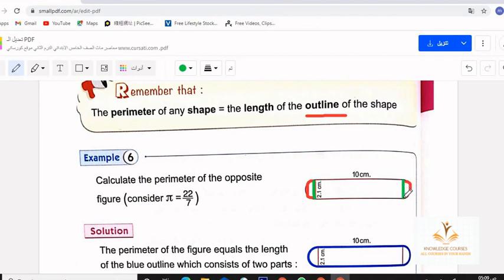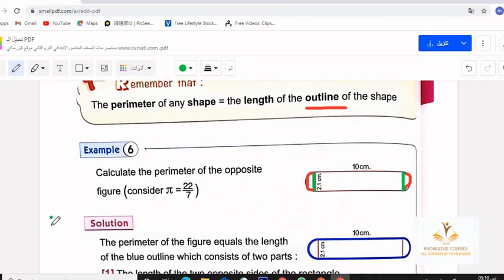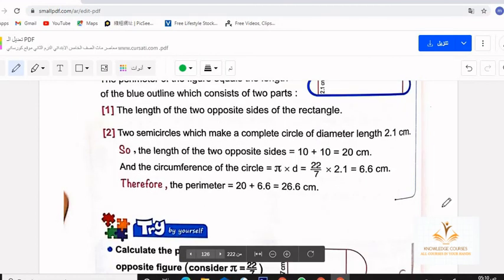Okay. The circumference of this circle equals d multiply pi. D multiply pi equals the constant pi 3.14 and the diameter equals 2.1 centimeter. So the circumference equals 6.6 centimeter.